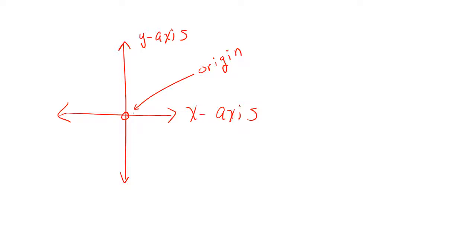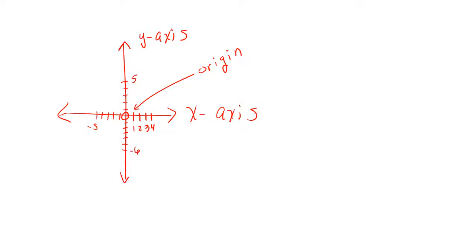To the right of the origin, you would have positive values, 1, 2, 3, 4, and so forth. On the left, you would have negative values, -1, -2, -3, etc. On the y-axis, if you go up, you would have 1, 2, 3, 4, 5, etc. And if you go down, you would have negative values this way.